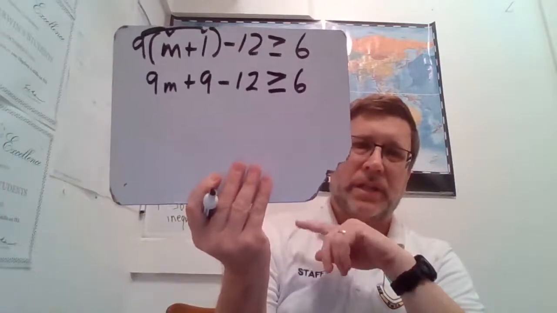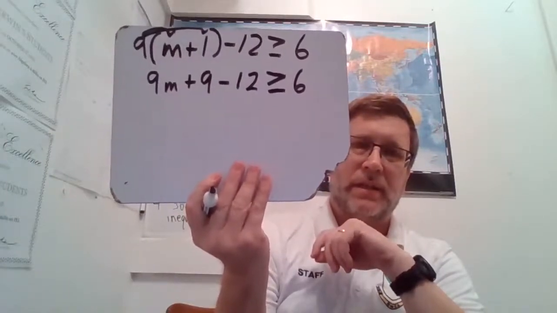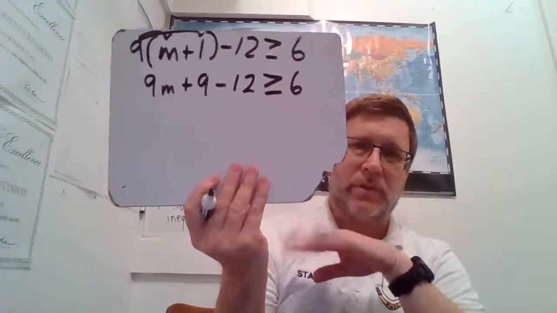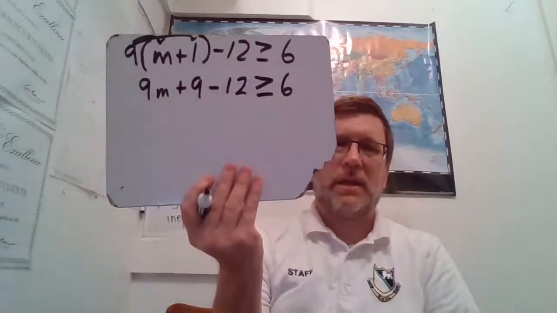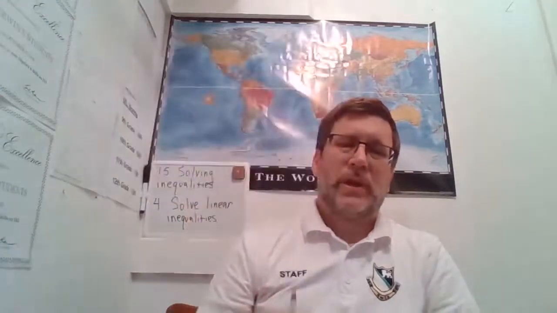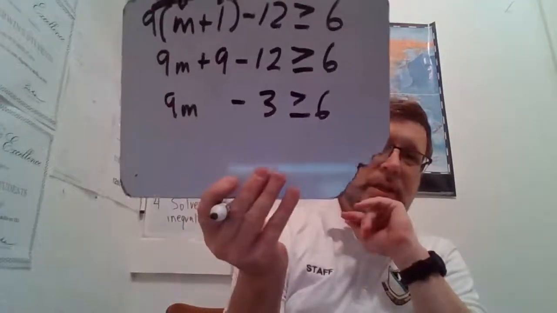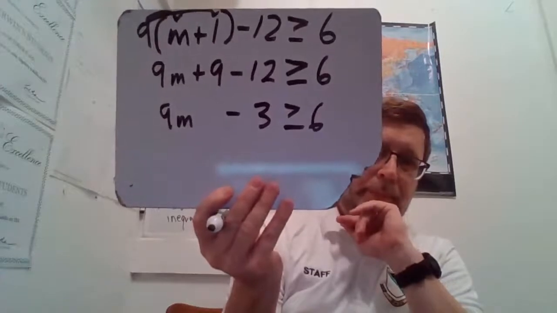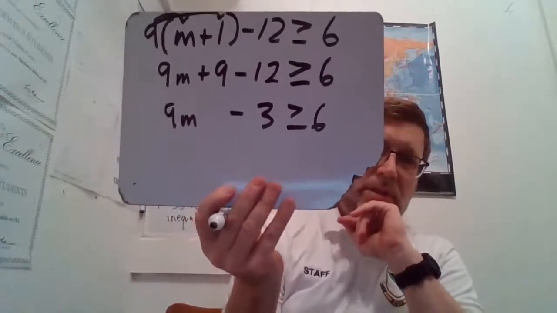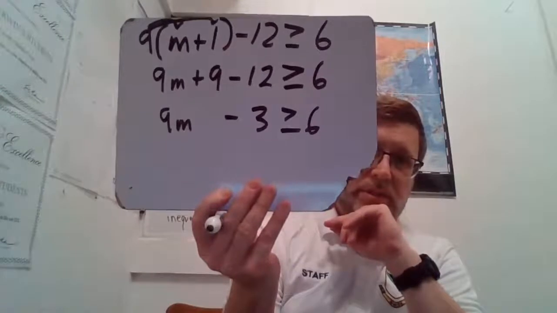What we're going to do now is collect like terms. Is there another M? No. Are there numbers? Yes, 9 minus 12. The difference of 9 minus 12 is 3, but the greatest is the negative, so it's negative 3. 9M minus 3 is greater than or equal to 6.